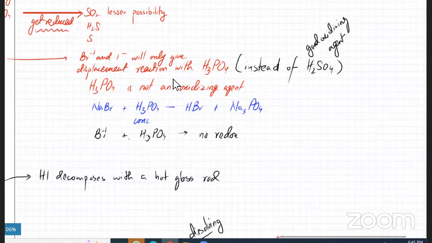In that case, you will have a displacement reaction. No redox will happen. Br- will not be able to lose electrons because H3PO4 does not like to accept electrons. So which is why no redox happens. But you do get displacement. Is this clear? Yes, sir.